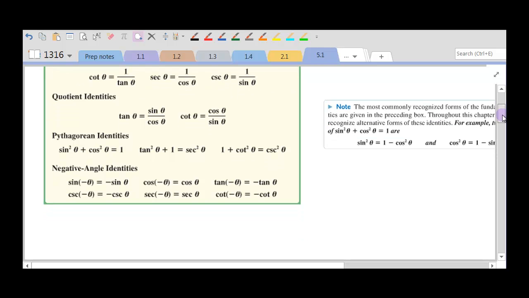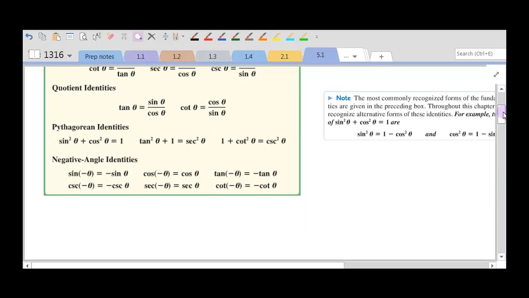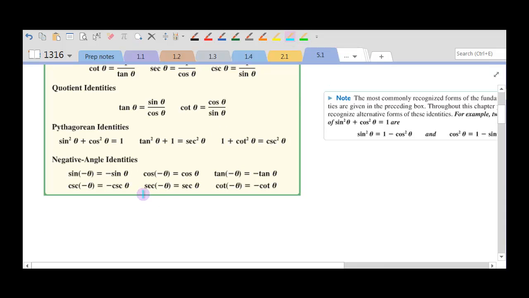Because you're going to ultimately need to memorize this list of identities that are growing here, I suggest writing these identities down, keeping track of them on a note card as you move through these sections. But let's try to think about the negative angle identities for a second and help with your memorizing of them. I'm going to focus on these middle two right here, which deal with both cosine and secant, and we know that those two are related.